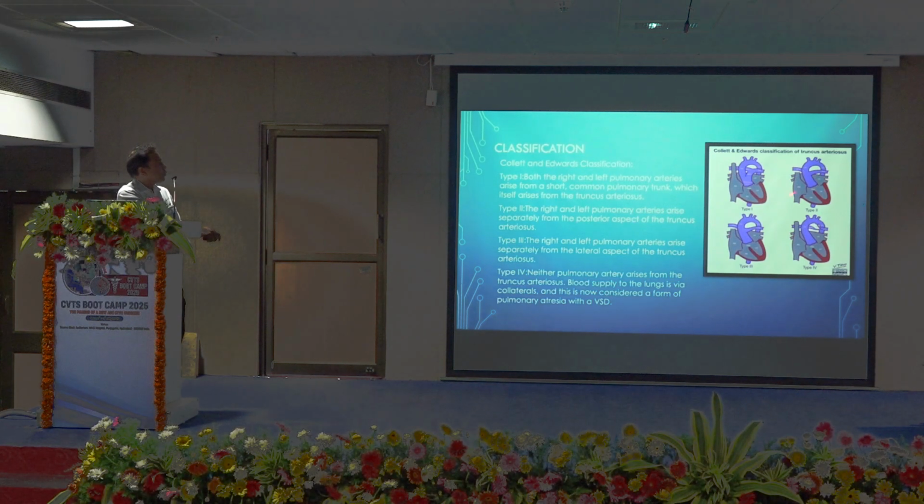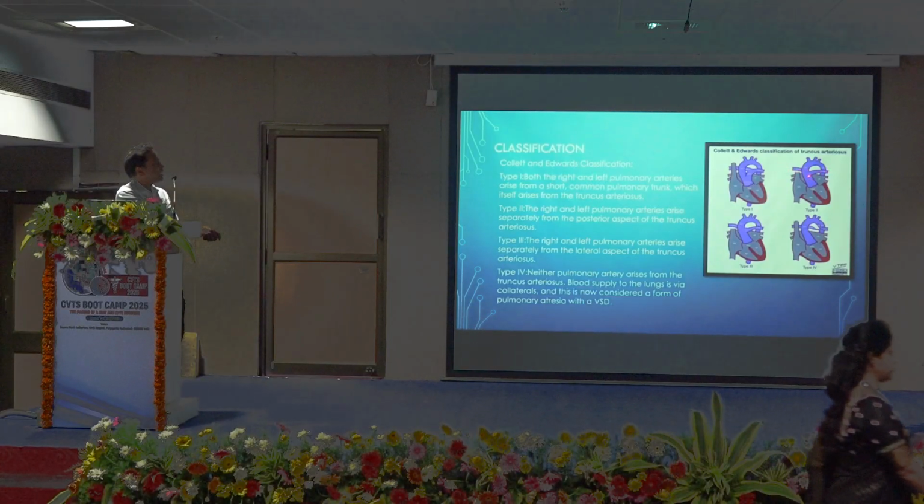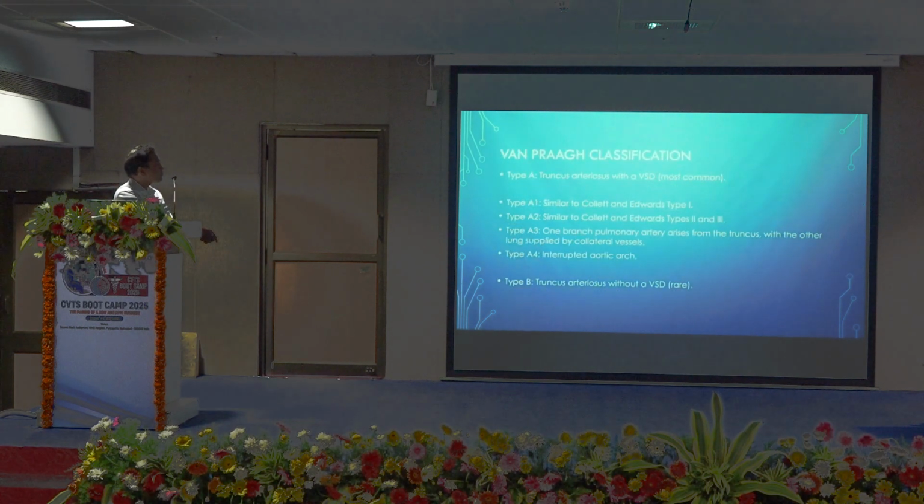In type 2, there is no pulmonary trunk. The right and left pulmonary arteries arise from the posterior aspect of the trunk. When they arise from the lateral aspect of the trunk, that is type 3. And in type 4, they arise neither laterally nor from a trunk. They arise completely from somewhere else, which are called collaterals. Usually it is not included in the classification because this subset is now considered as pulmonary atresia with VSD.